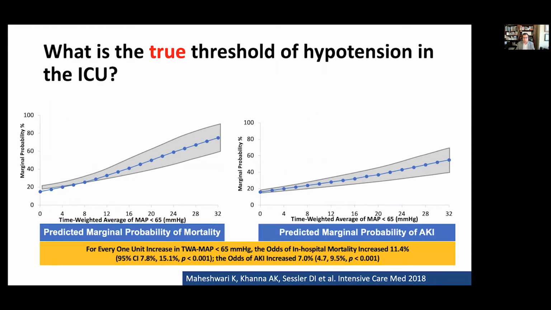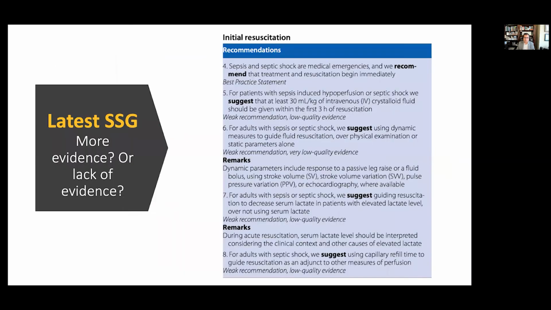True thresholds of hypotension in the ICU can be varied. Again, once you get below a MAP of 65, the predicted marginal probability of poor outcomes increases with every single time-weighted average less than a MAP of 65.